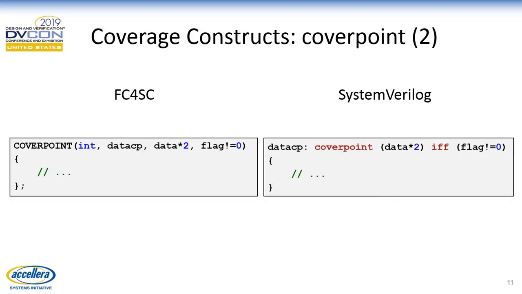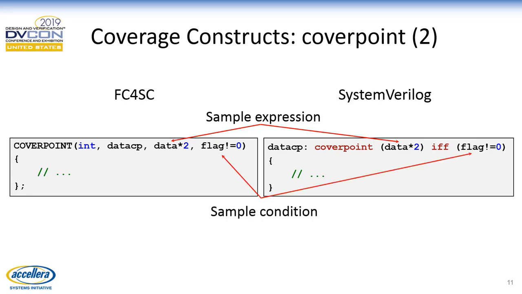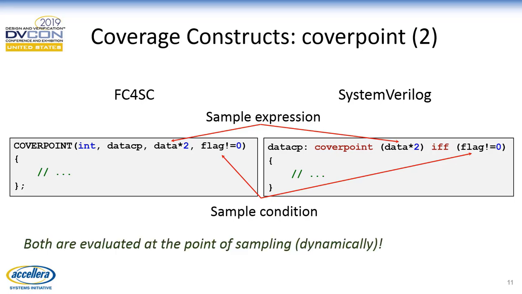In this slide, I wanted to show you that the cover point is not restricted to using only variables. You can have expressions on the sampling. So in this case, we have the cover point that is actually sampling the data variable multiplied by 2. And also, another cool thing about the cover point is that you can add a sampling condition. And this means that when I sample the cover point, I'll first check the condition. And if the condition evaluates to true, then I will register the data and I'll try to hit the bins. And of course, these are both evaluated at the point of sampling.